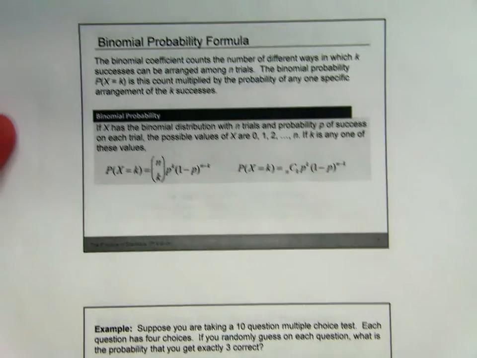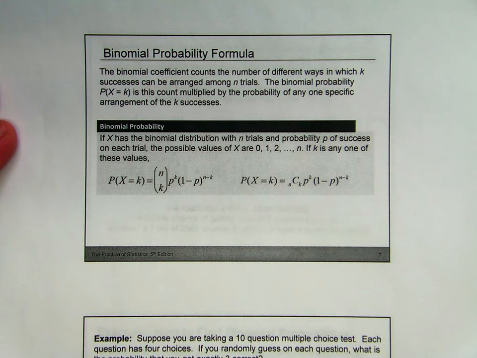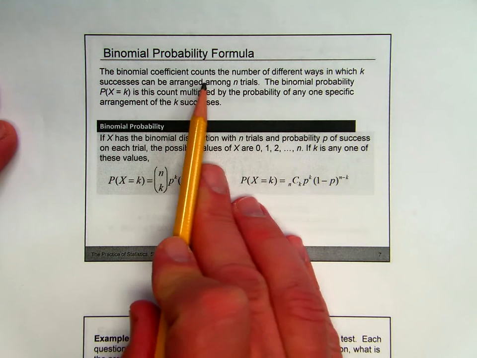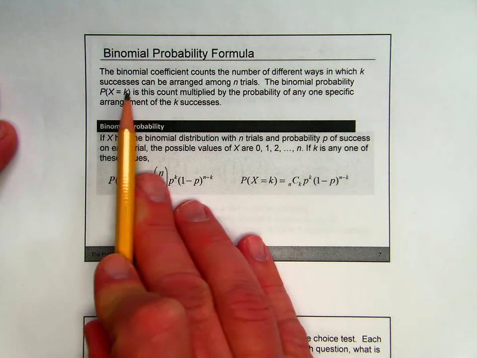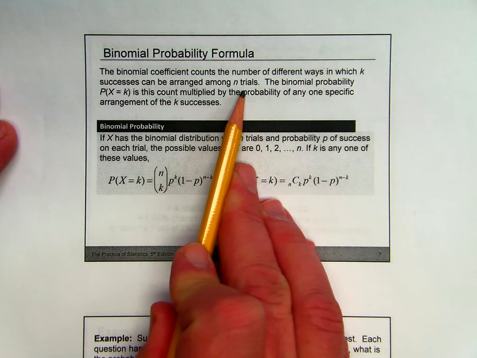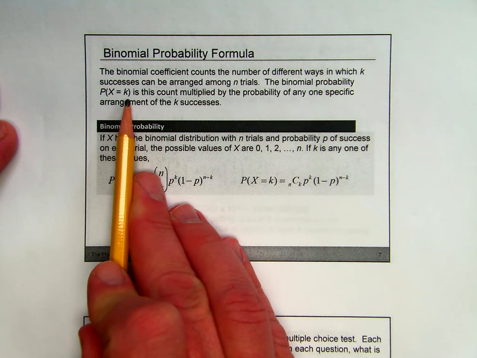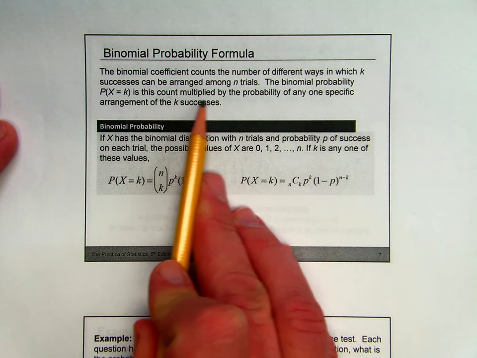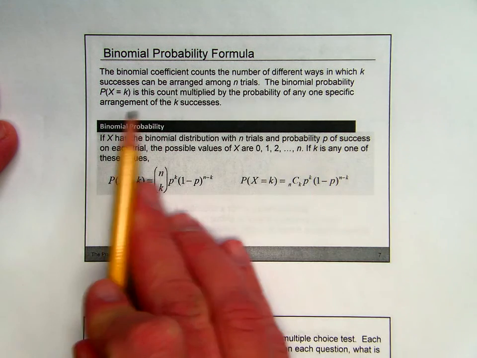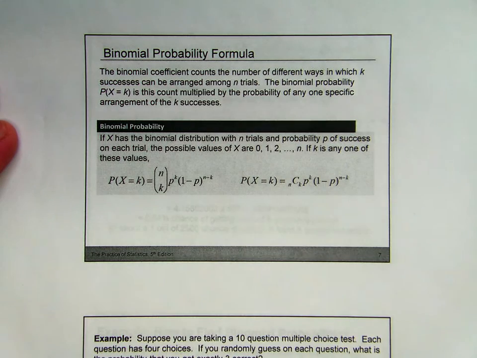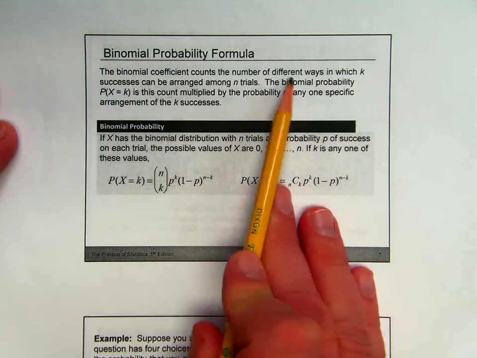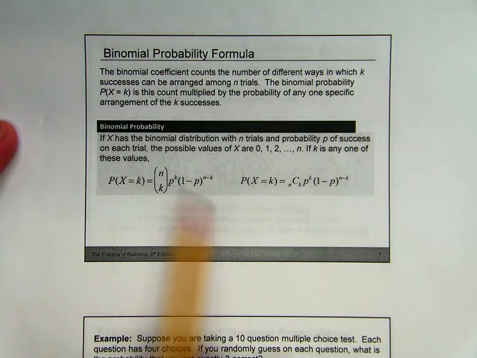All right, so now on to the formula. The binomial coefficient counts the number of different ways in which k successes can be arranged among the n trials. The binomial probability, x is equal to k, is the count multiplied by the probability of any one specific arrangement of the k successes. Okay, this by itself probably doesn't mean a whole lot. We need to flesh it out with the rest of the formula.